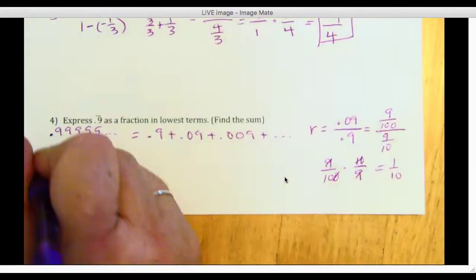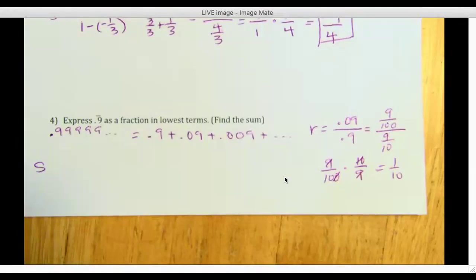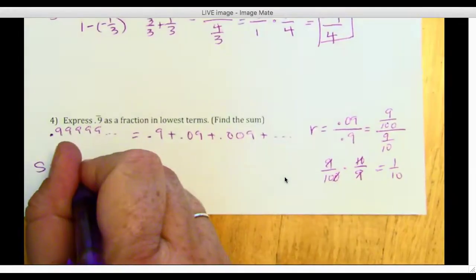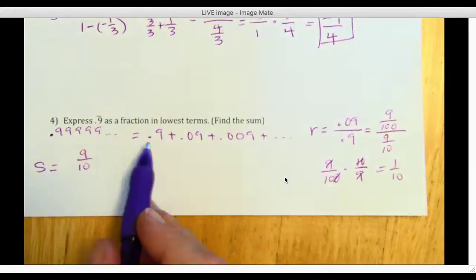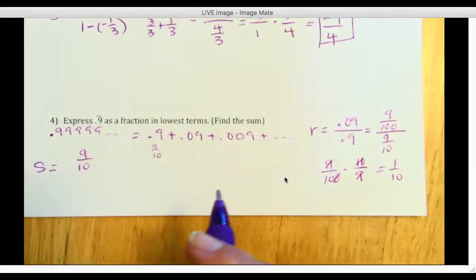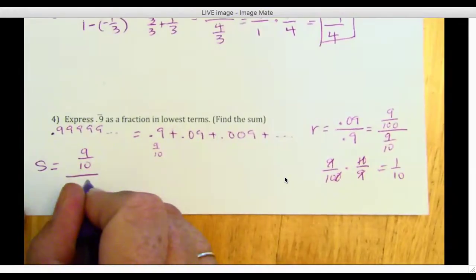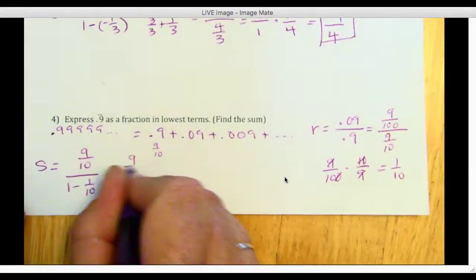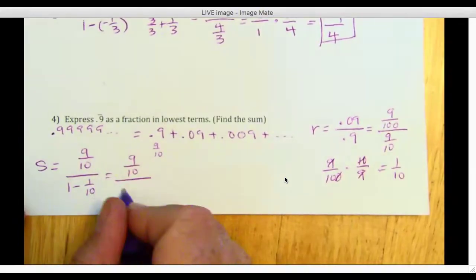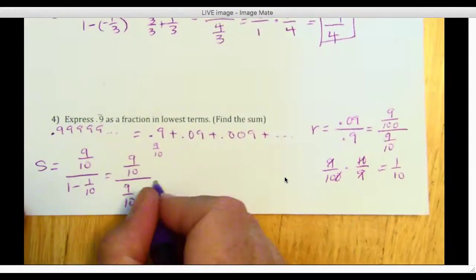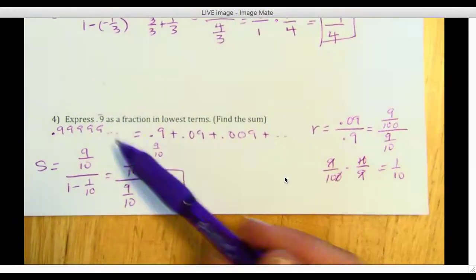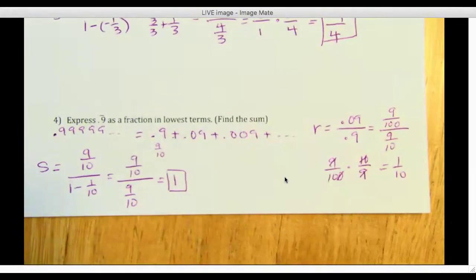Okay, so then finding the sum, since that is between -1 and 1, would be my first term, which would be 9/10 or 0.9. And then my common ratio is 1/10, so 1 minus 1/10. And 9 over 10 over 1 minus 1/10 is 9 over 10 over 9 over 10. And anything over itself is equal to 1. So if we could add these up onto infinity forever and ever and ever, it would be equal to 1. And that is the last question in this section and in this chapter.